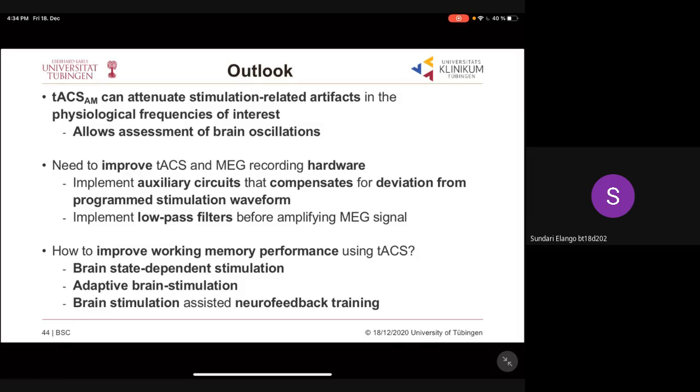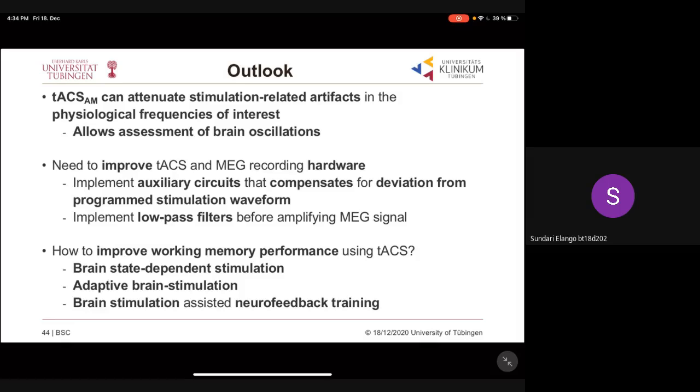But before I go there, I think there are certain methodological things that can be improved, which is that currently we are technically limited from the hardware side. So, for example, we can have auxiliary circuits built into the recording hardware that can introduce a low pass filter. And this is going to improve how well we can see the physiological frequencies of interest.